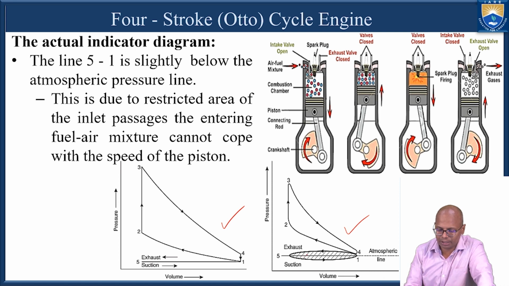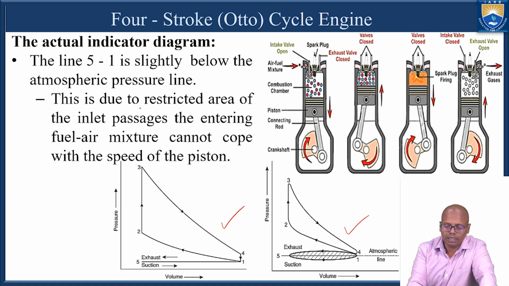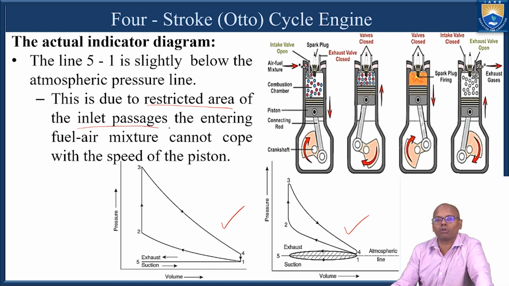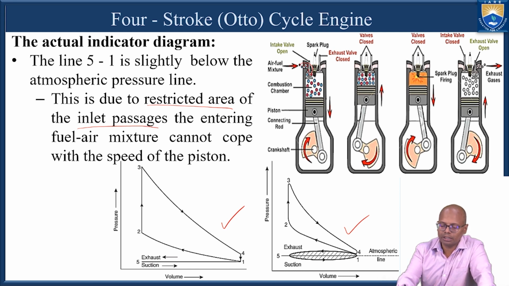But in actual practice, because of the wire drawing effect of these valves, the pressure inside the cylinder will be lower than the atmospheric pressure. Okay, the area of the inlet valve is restricted, and there is something called the wire drawing effect that we have already discussed. Because of this wire drawing effect, the pressure will be below the atmospheric pressure.